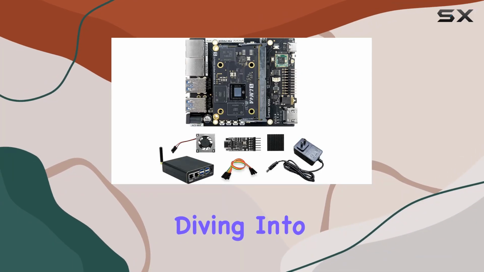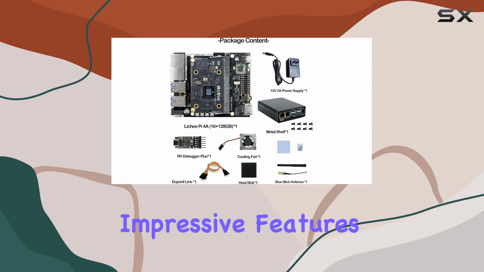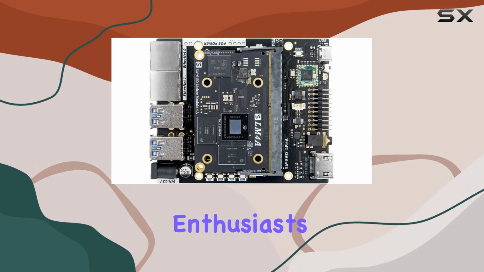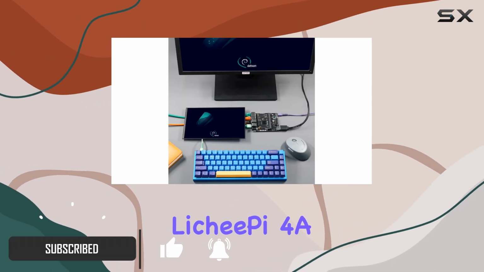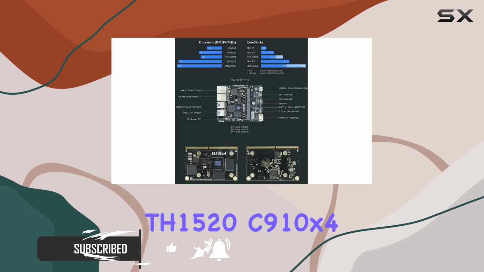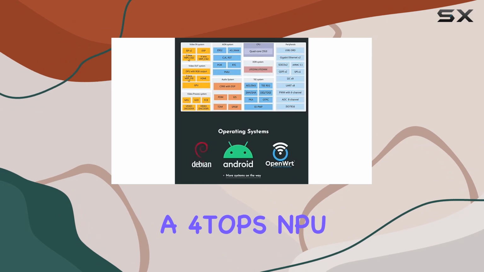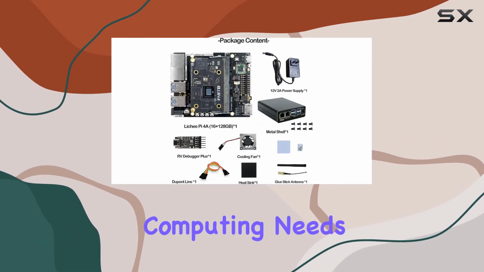Today, we're diving into the world of single-board computers with the LicheePi 4A. Packed with impressive features, this RISC-V powerhouse is sure to catch the eye of tech enthusiasts and developers alike. Let's break it down. At its core, the LicheePi 4A boasts a high-performance TH1520C910X4 2.0GHz CPU with a 4-TOPS NPU, delivering blazing-fast processing speeds for all your computing needs.